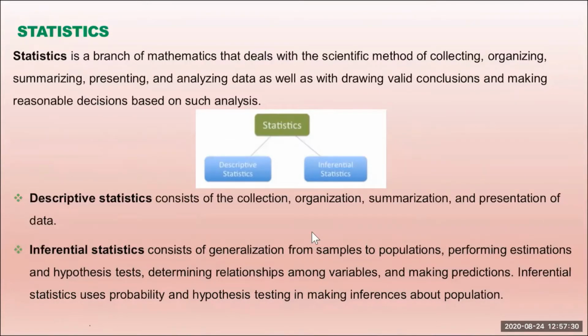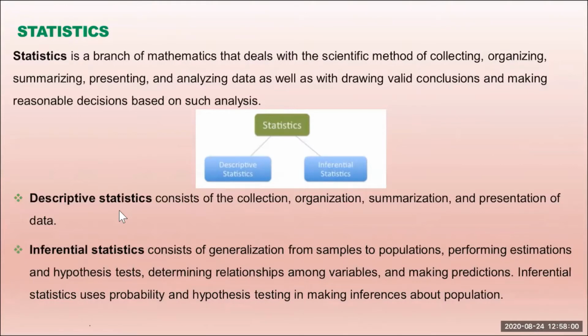Statistics, they are of two types. One is called the descriptive statistics. The other one is called the inferential statistics. Now, when I say descriptive statistics, it consists of the collection of data, organization of data, summarization of data, and presentation of data. So it is just collecting the data, finding the summary of the data like mean, median, mode, standard deviation, and things like that, and then presenting the data. So that first part of the statistics, it is called the descriptive statistics.